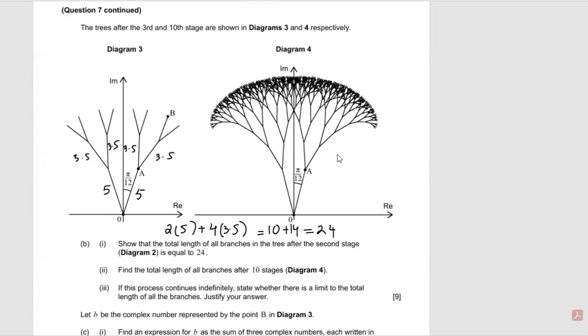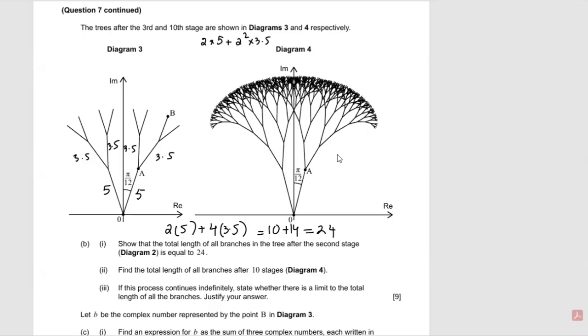Okay. Part B2. Find the total length of all branches after 10 stages. Diagram 4. Oh boy. Now we need to figure out how to calculate this. Maybe we can form a sequence, because we know it sort of forms a geometric system, the common ratio and the stuff, right? So it's a sequence going on. So first of all, we have 2 times 5 plus, then I can do 4, so 2 squared, times 3.5, right?